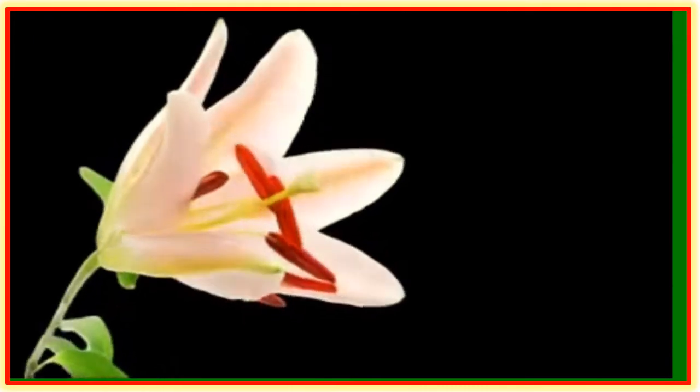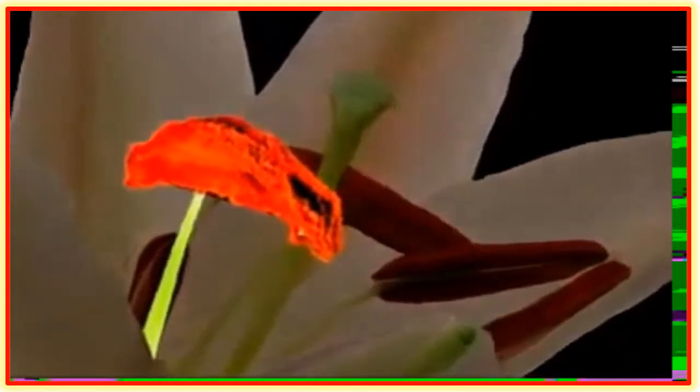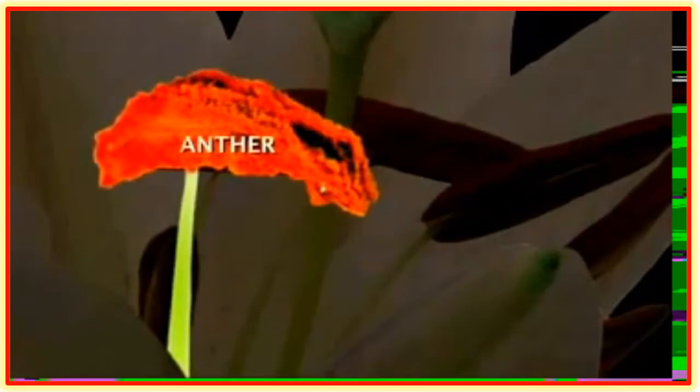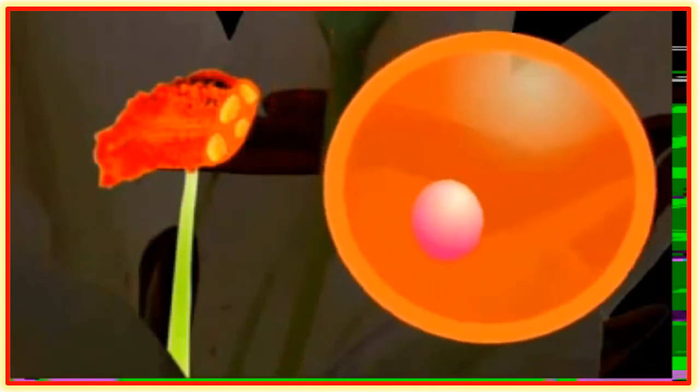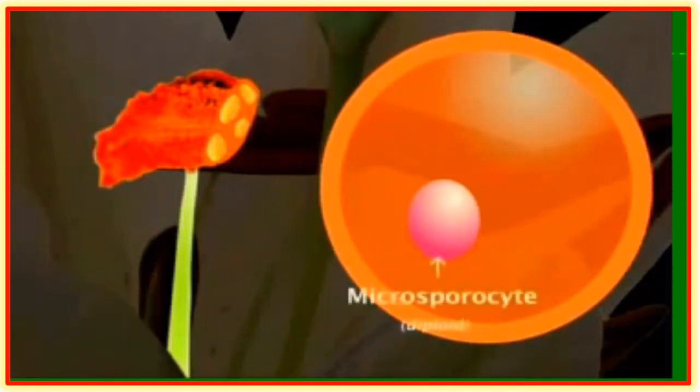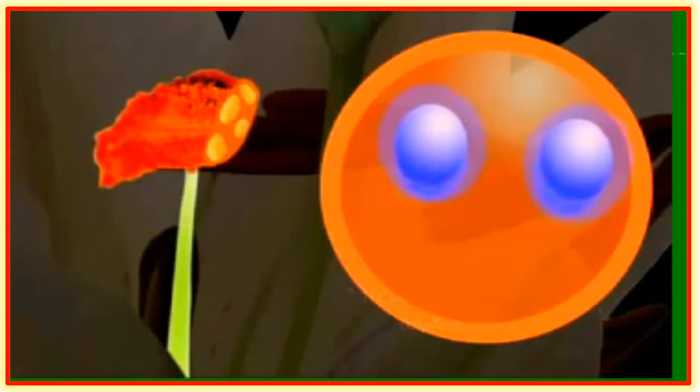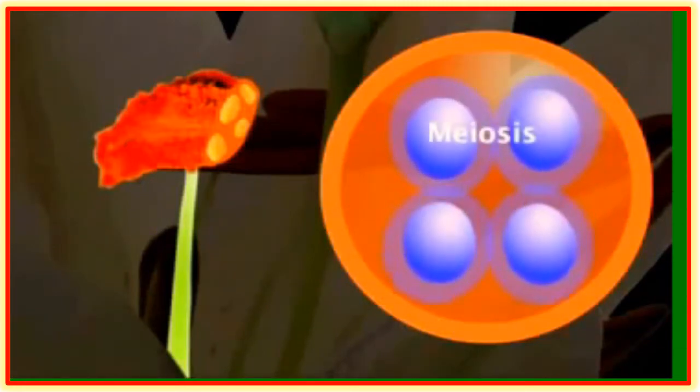The development of male gametophytes and pollen formation starts in the flower's anthers, in one of 4 microsporangia, or pollen sacs. Each pollen sac holds numerous diploid microsporocytes, or microspore mother cells. Each microsporocyte inside a pollen sac undergoes meiosis to form 4 haploid microspores.